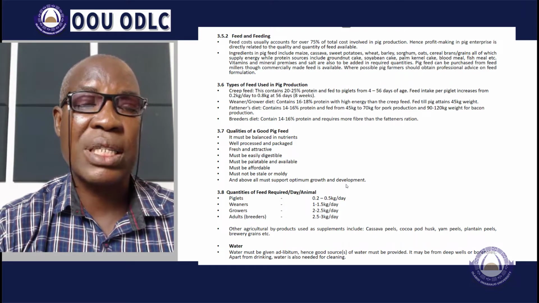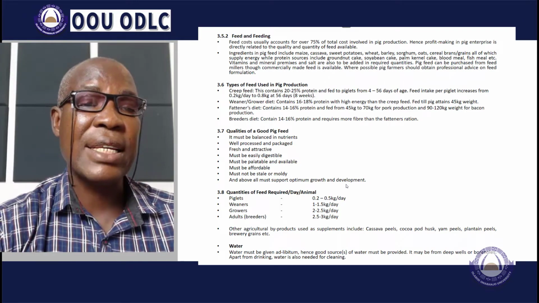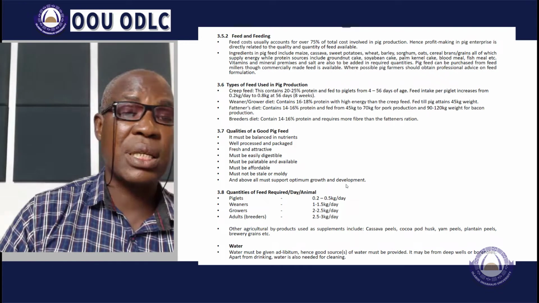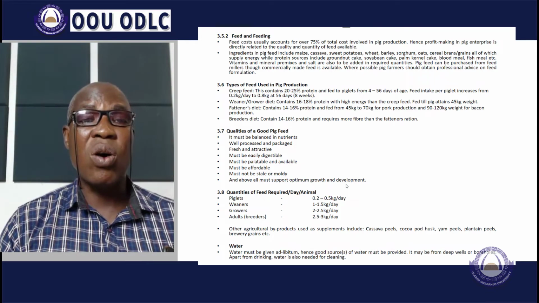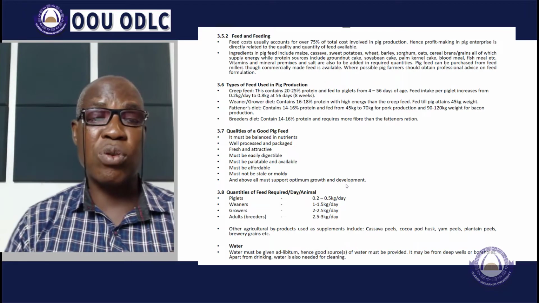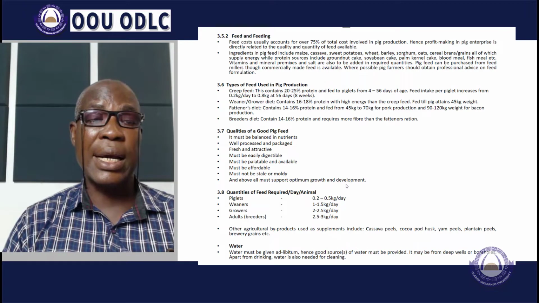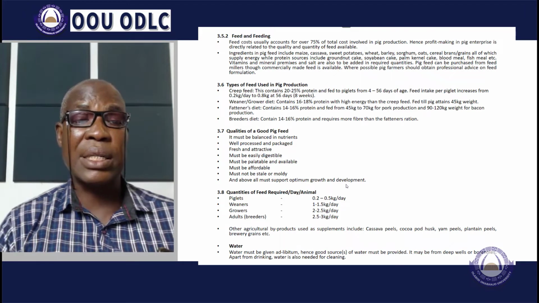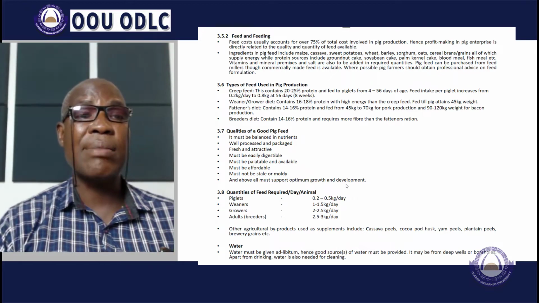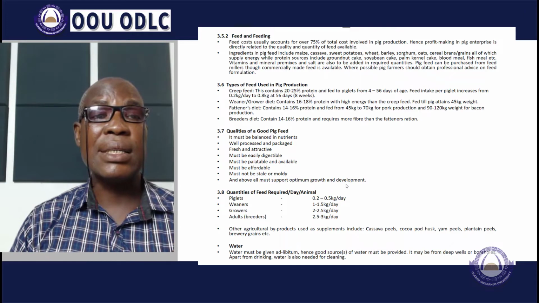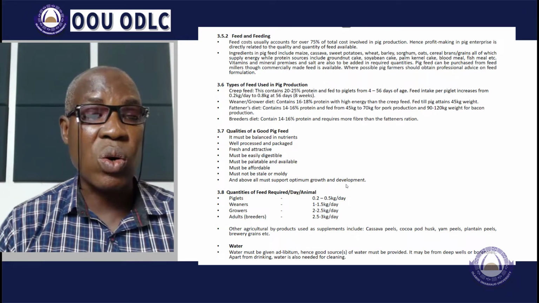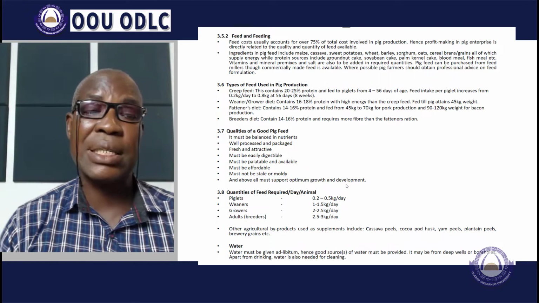Qualities of a pig feed. What are the qualities required for any feed you want to give our animals? One, it must be balanced in nutrients. It must contain all the nutrients that are required for good growth. The energy, which you call the carbohydrate, the protein, the vitamins, the minerals, the salt, all of them must be there. And those qualities cannot be compromised in any way.